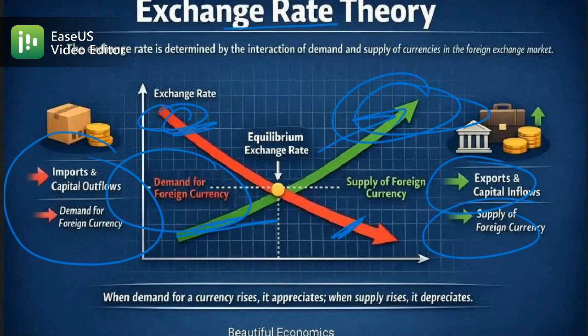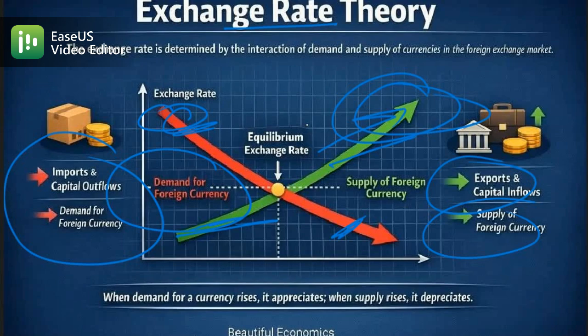While the green line shows the supply of foreign currency, and this slopes upward, as you see. It shows that when the exchange rate is high, people supply more foreign currency because they get more local currency in return. So supply comes from exports, I mean selling goods to other countries, and capital inflow means foreigners investing in your country. Okay, and here we have the equilibrium exchange rate.